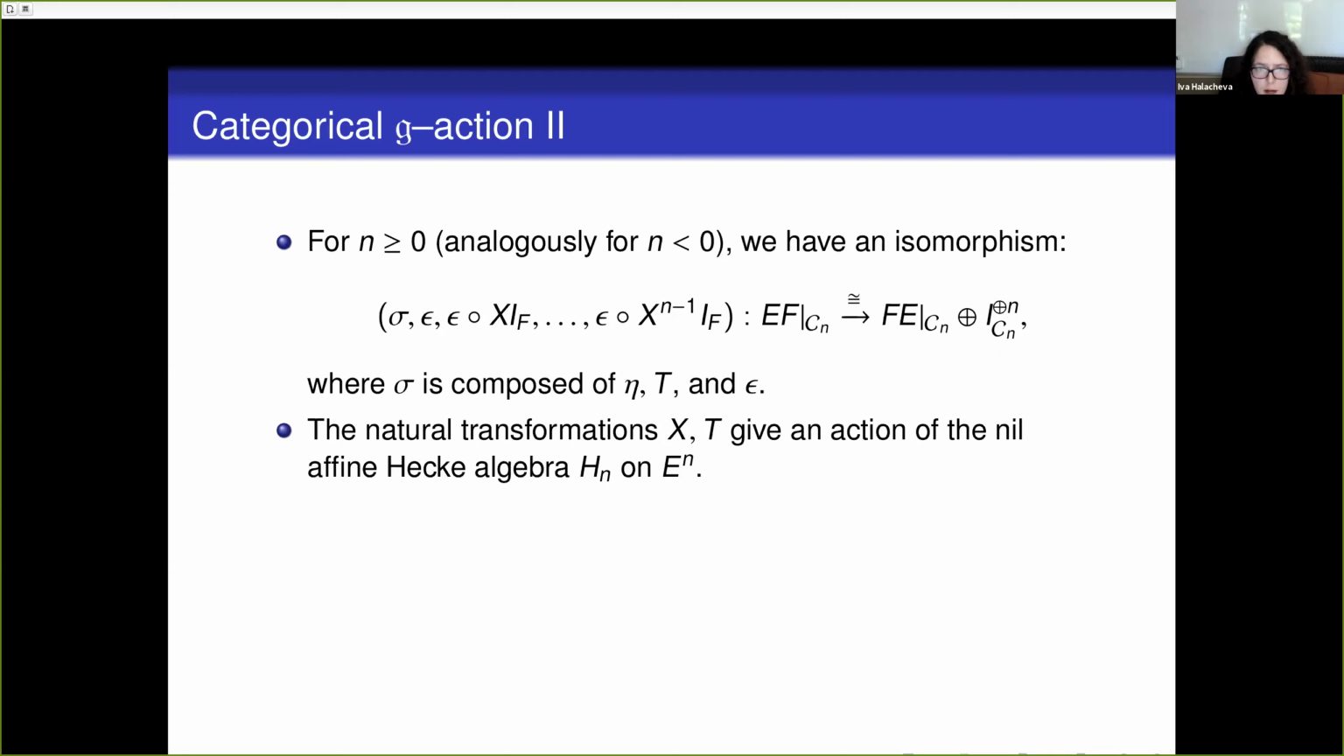And one other interesting condition is that the natural transformations X and T in particular give us an action of the nil-affine Hecke algebra on E to the n. So nil-affine Hecke algebra on n strands acting on E to the n. Okay, so this is a little bit of a warm-up with SL2.